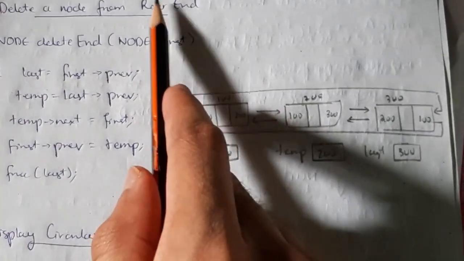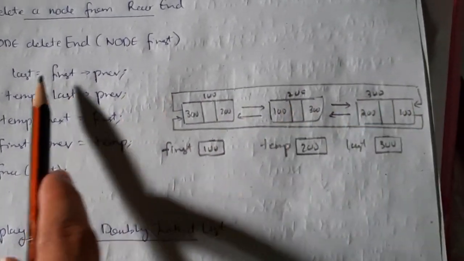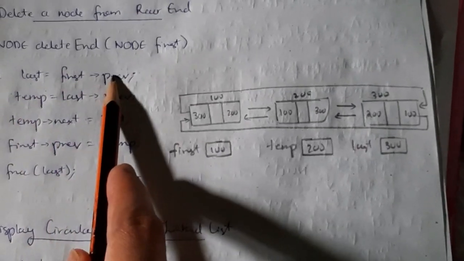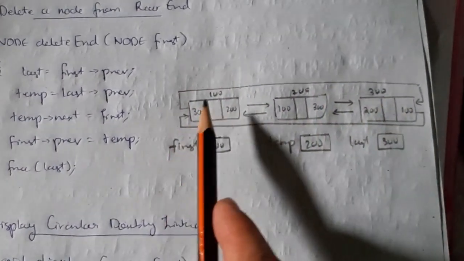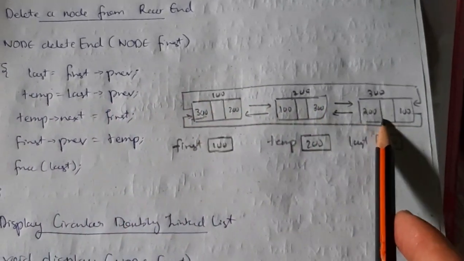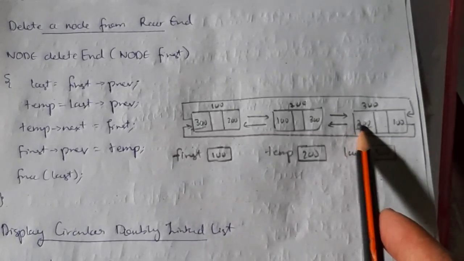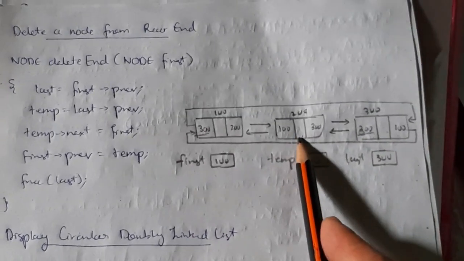Deleting a node from the rear end means I have to delete this node. Okay, for that what I have to do, what changes will be happening here, last is equal to first arrow previous, I'll get the last location by first arrow previous, and then temp is equal to last arrow previous. What is last arrow previous is this. Okay, so this is 200, which is this location, so I'll get this node here.